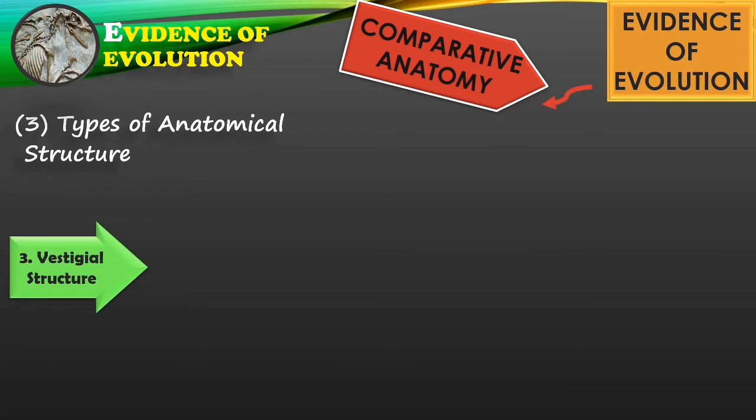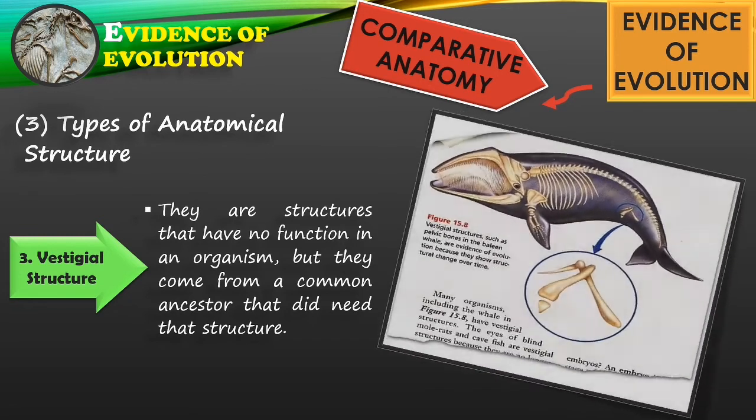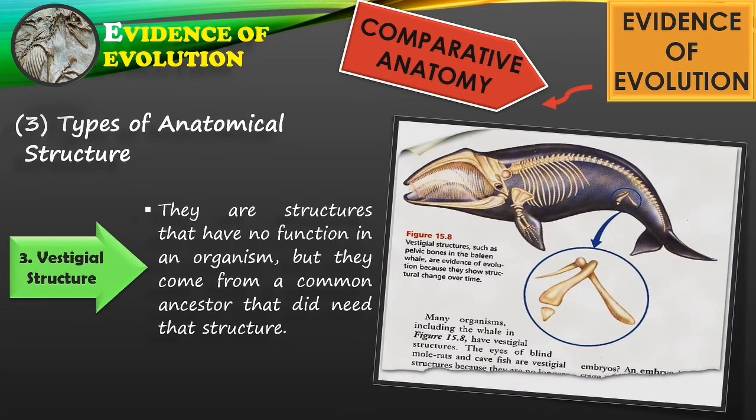Next, we have vestigial structure. This is also known as evolutionary leftovers. They are structures that have no function in an organism but they come from a common ancestor that did need the structure. And one of the given examples in the illustration is the pelvic bones in the baleen whale, which are one of the evidence of evolution because they show structural change over time.